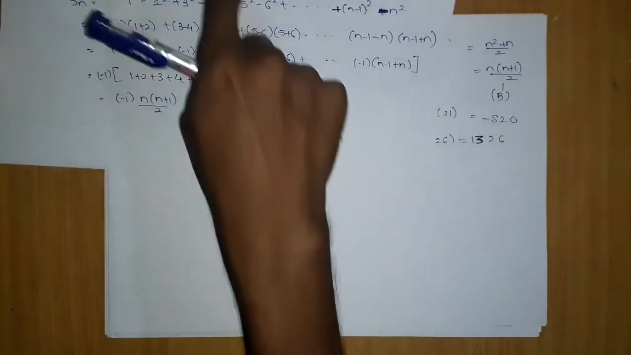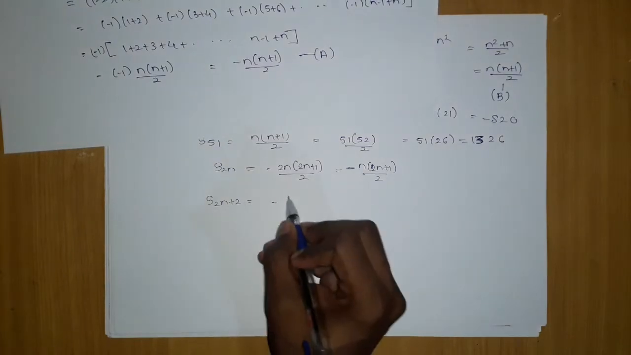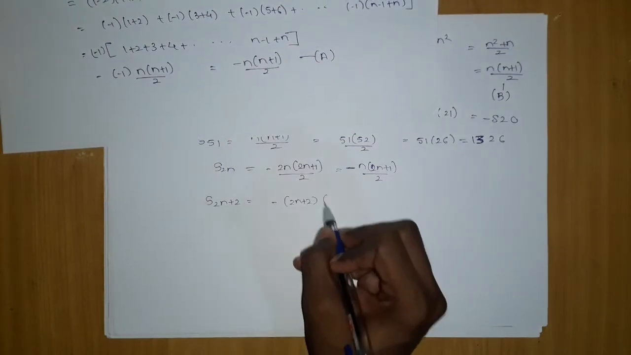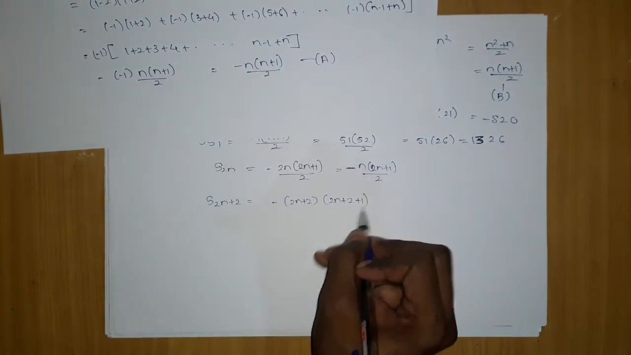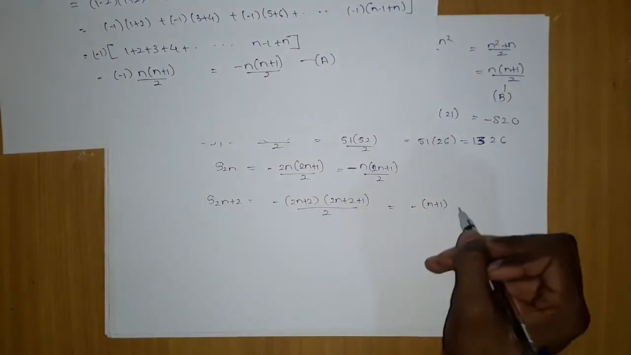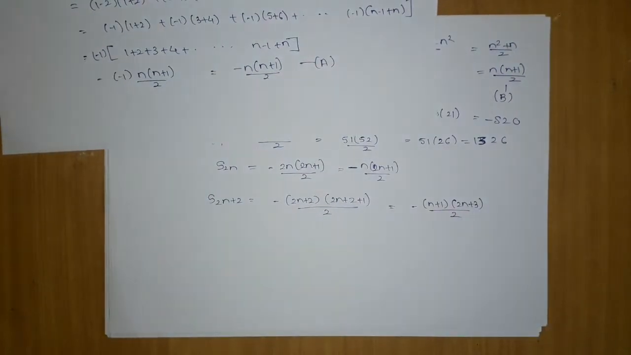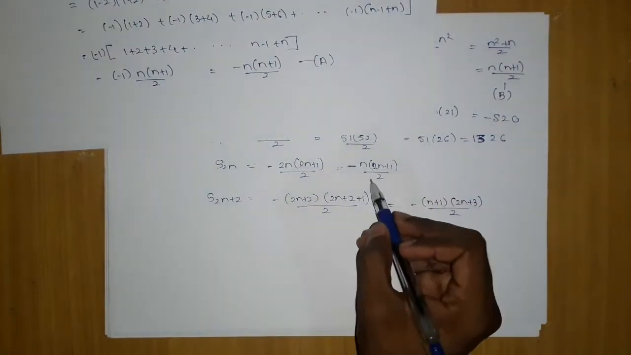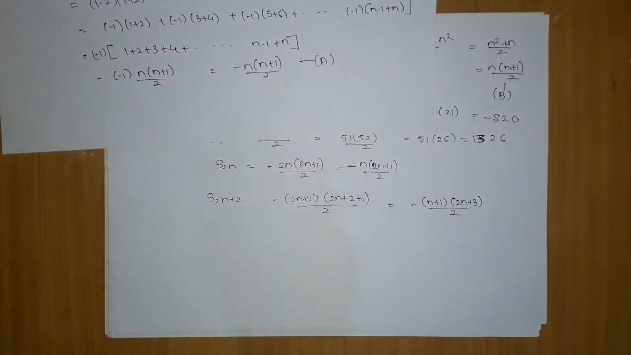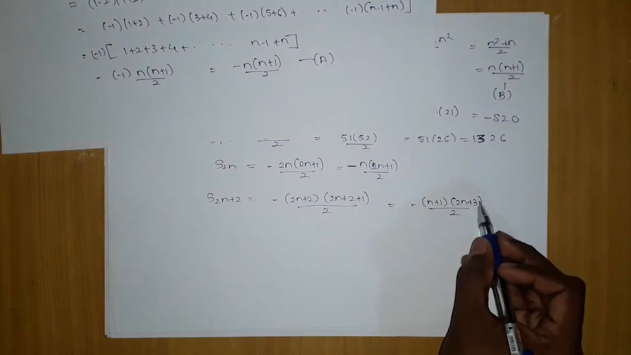Okay, while this one is also even. So S2n plus 2, if I check, it is nothing but minus into 2n plus 2 into 2n plus 2 plus 1 upon, I'm just substituting the value. Okay, this will become n plus 1 into 2n plus 3 upon 2. But if you observe, this one is bigger. Wait a minute, this one is bigger because n plus 1, 2n plus 3 upon 2.